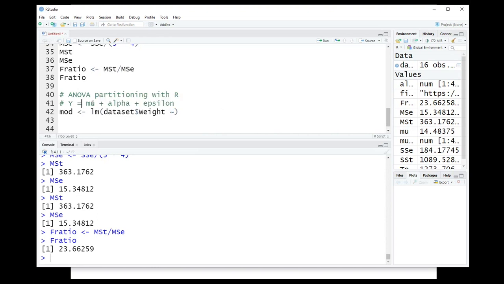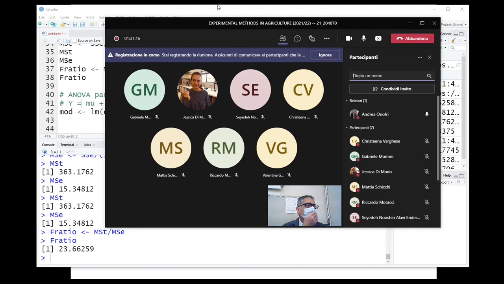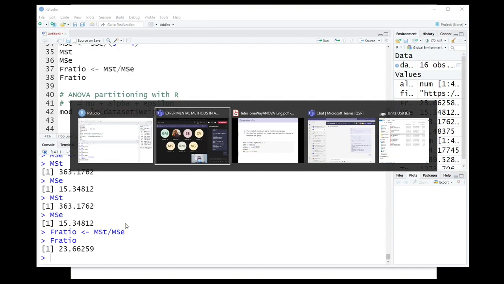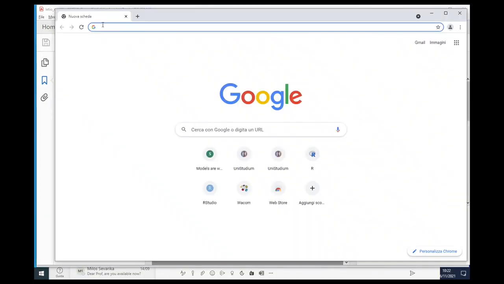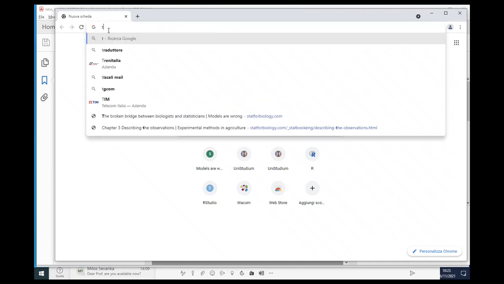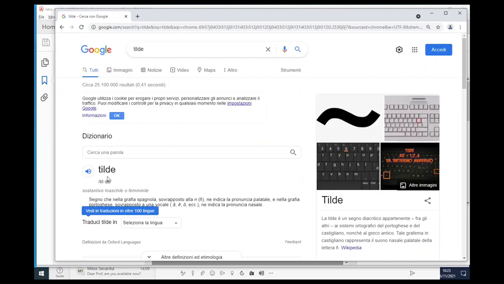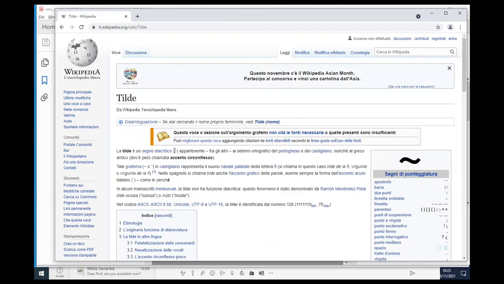It's a problem for those who are on Windows because we don't have the tilde. Therefore, another possibility is to go to the internet. You open your Chrome or any other internet browser, type tilde, and you get the tilde here, and you can, for example, copy the tilde from here. That's one possibility.